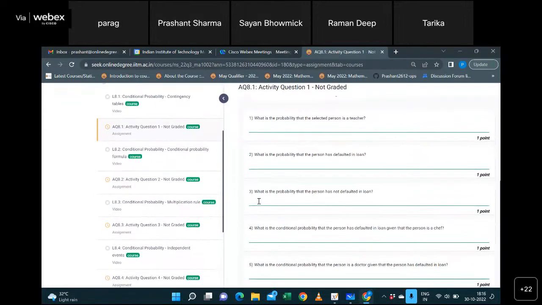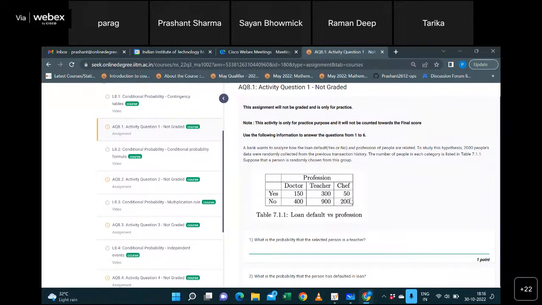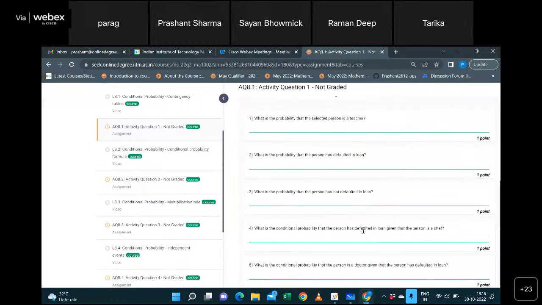So similarly, we have to consider question number 4. It is asking about the conditional probability that the person has defaulted in loan given that the person is a safe. So it is given that the person is a safe. That means how many safe are there in total? 250. What is the probability that the person defaulted in loan? 50 divided by 250. So similarly we have to proceed.